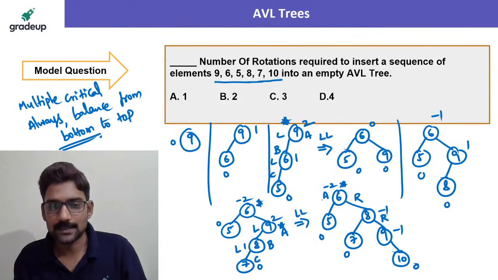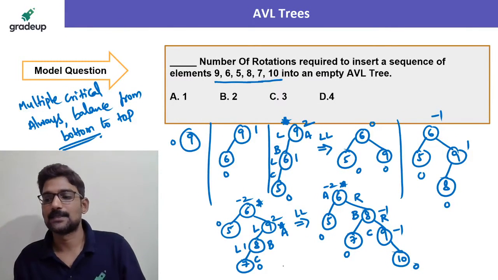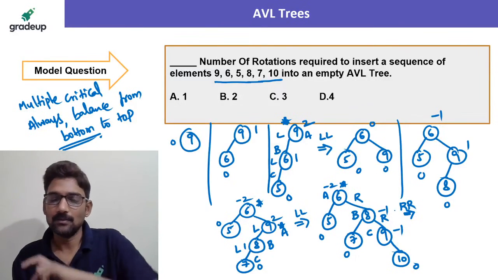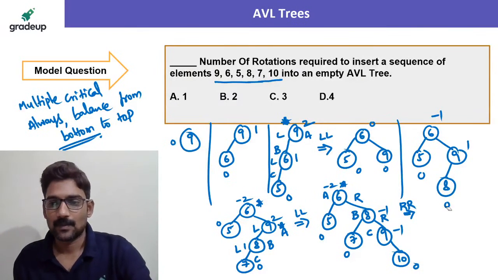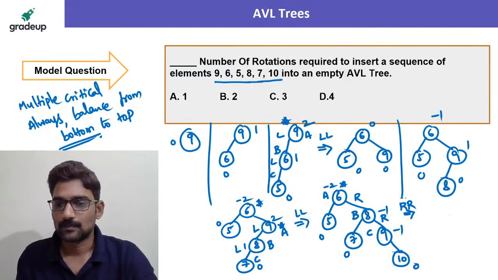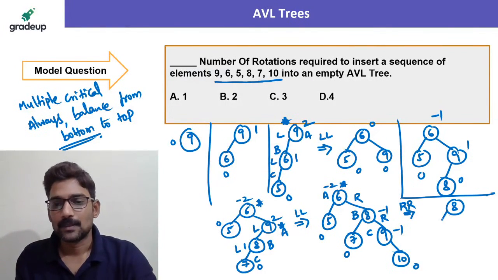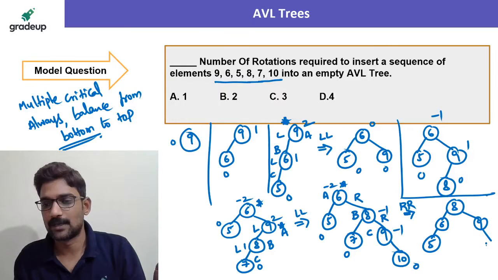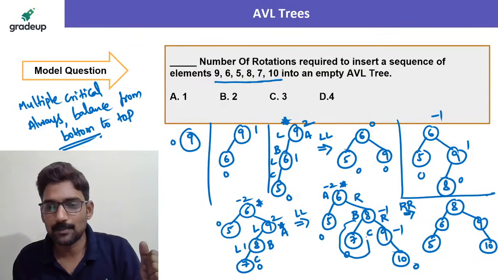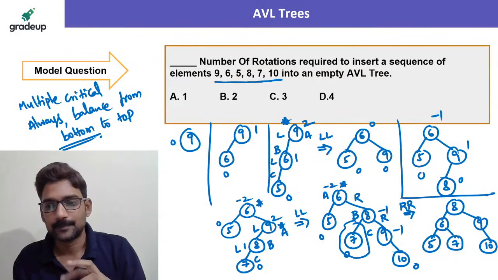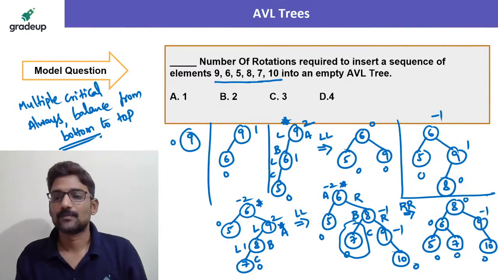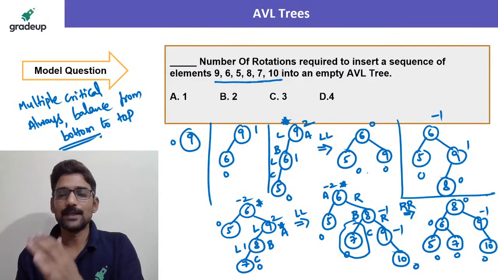So when 6 is critical, 6 is A, 8 is B, 9 is C. What rotation do you perform? RR rotation. Now B becomes parent, so 8 will be parent. Recall the standard method. Make A the left child. A will not change. C will not change. C and its children will remain as they are. Now B's left will go to A's right. Done. Now you see the balance factors. All are balanced.